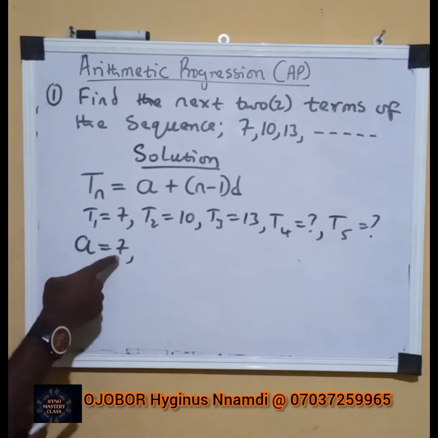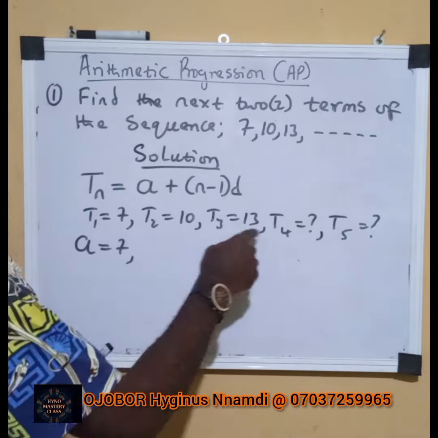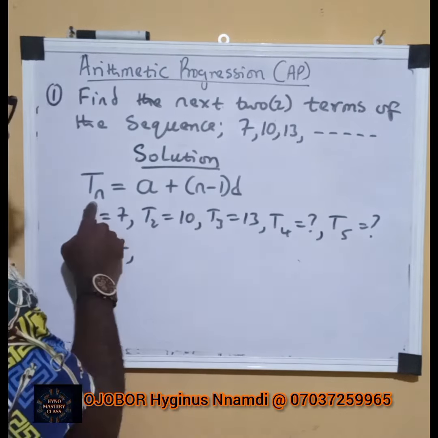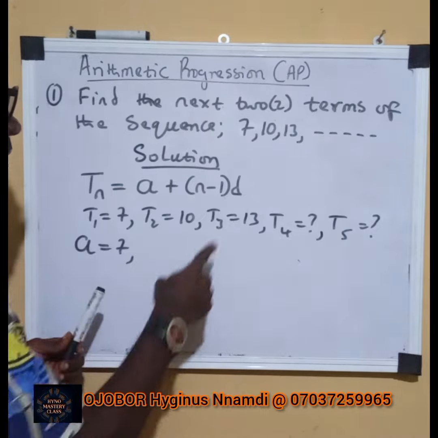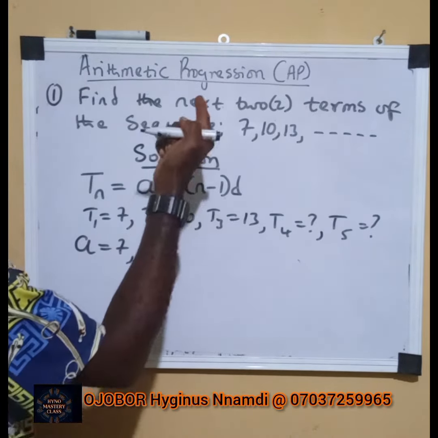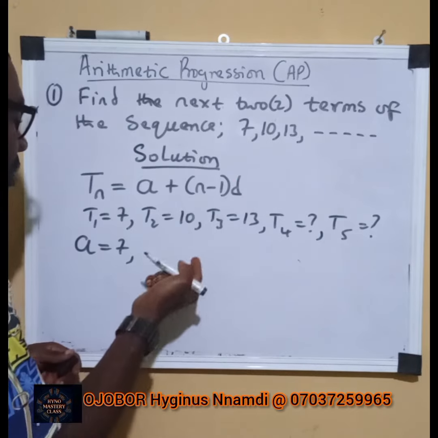So if the first term is 7, and for the fourth term n is 4, for the fifth term n is 5, just like we have Tn here. What we don't have now is d, which is the common difference. How do we get the common difference? The common difference is that number you are going to add to a particular number to get the other. This is common because it's the same number.